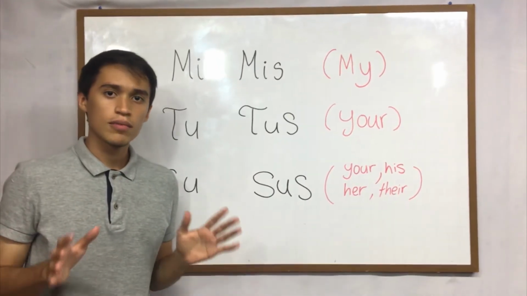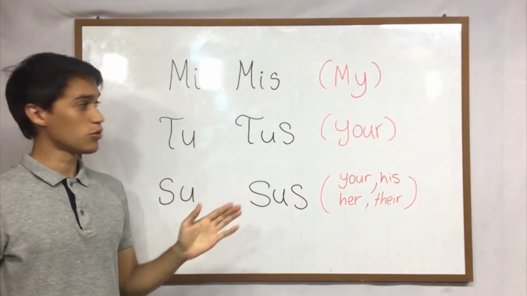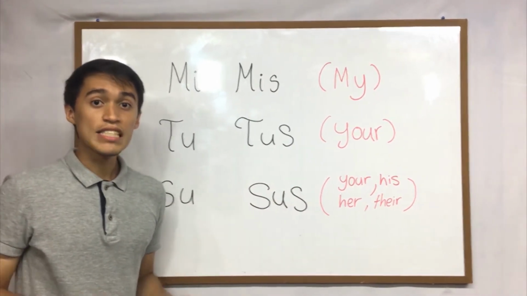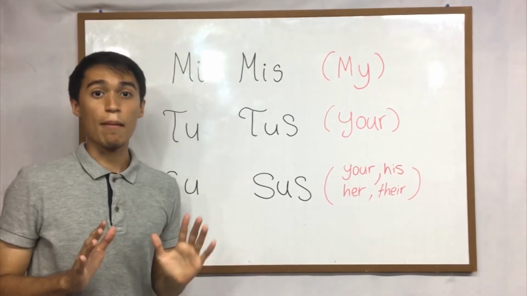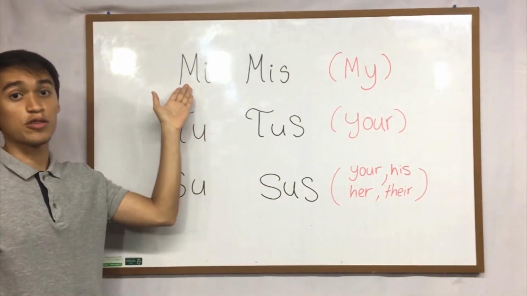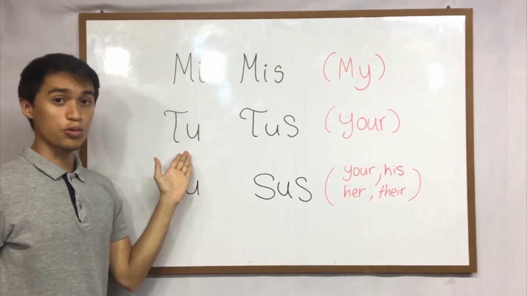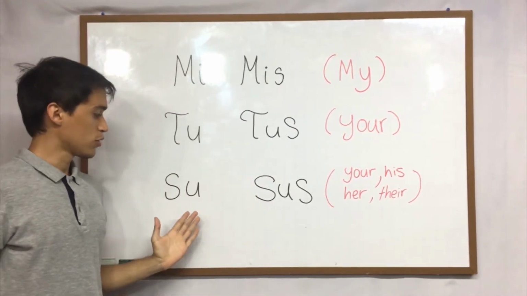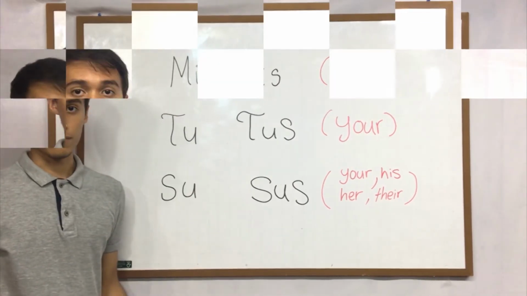First of all, let's see why we have mi or mis. Do you see this S at the end of the word? This means that we are talking about a noun in plural. We use mi for singular, but mis for plural. Tu for singular, but tus for plural. Su for singular, but sus for plural.